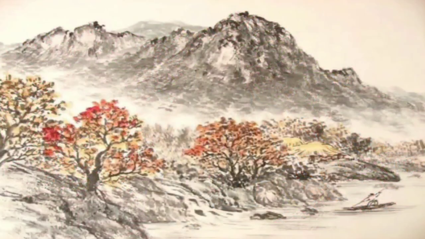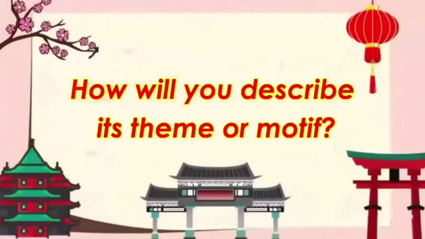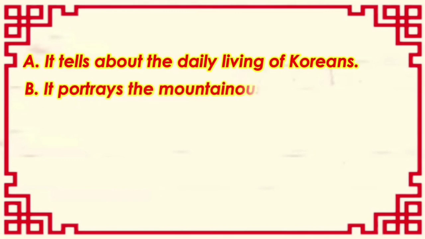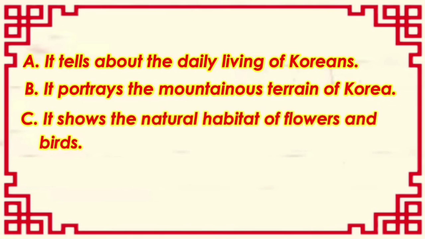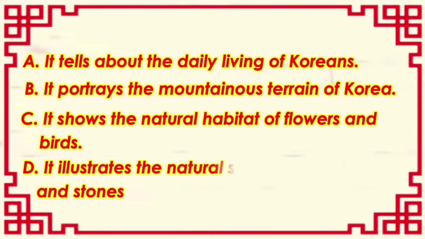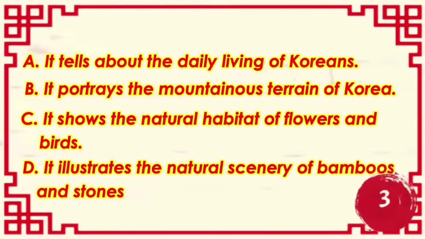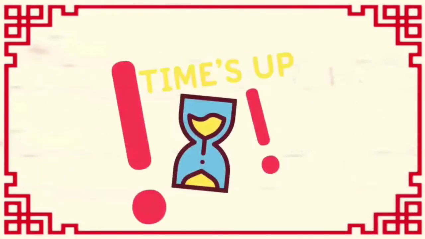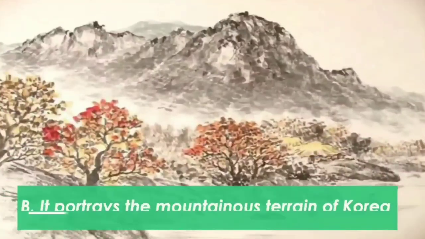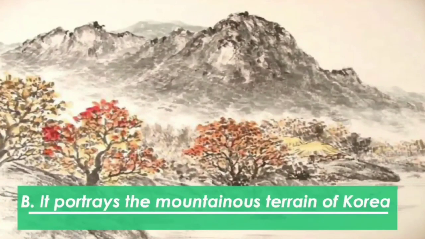By looking at this Korean painting, how will you describe its theme or motif? Letter A, it tells about the daily living of Korea. Letter B, it portrays the mountainous terrains of Korea. Letter C, it shows the natural habitat of flowers and birds. And letter D, it illustrates the natural scenery of bamboos and stones. The answer is letter B. It portrays the mountainous terrains of Korea.